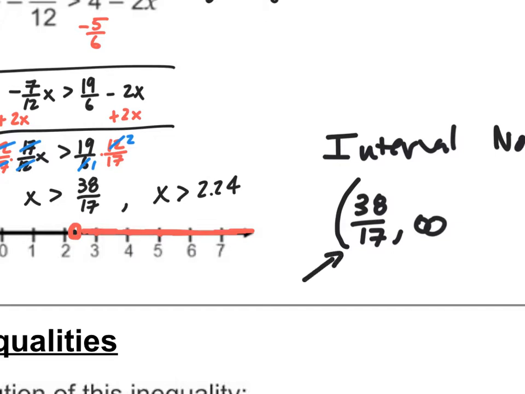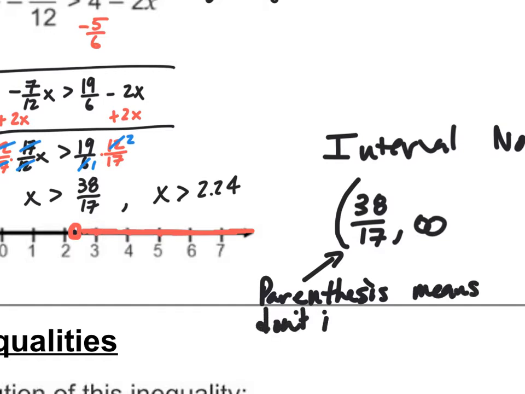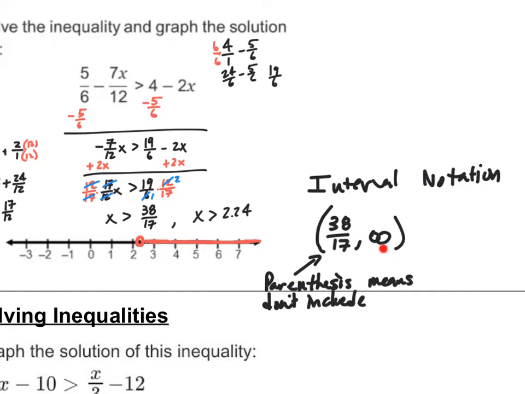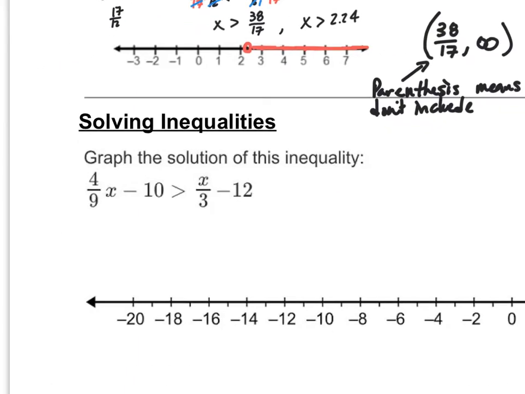The reason why is because the parenthesis means we don't include the value. And same thing with infinity. Infinity is a concept. Infinity is not really an actual number. So when we have this, we just say we go to infinity and it just keeps going. So that's the idea. All right, so let's take a look at another one.